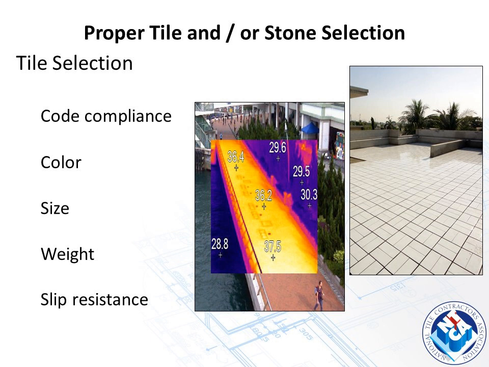Tile selection. Think about the color. It can make a substantial difference. Of course, code compliance is always relevant. And that doesn't mean just the IBC, but your local code might have some requirements that aren't common to the IBC. Size requirements, the weight of the material, and slip resistance.